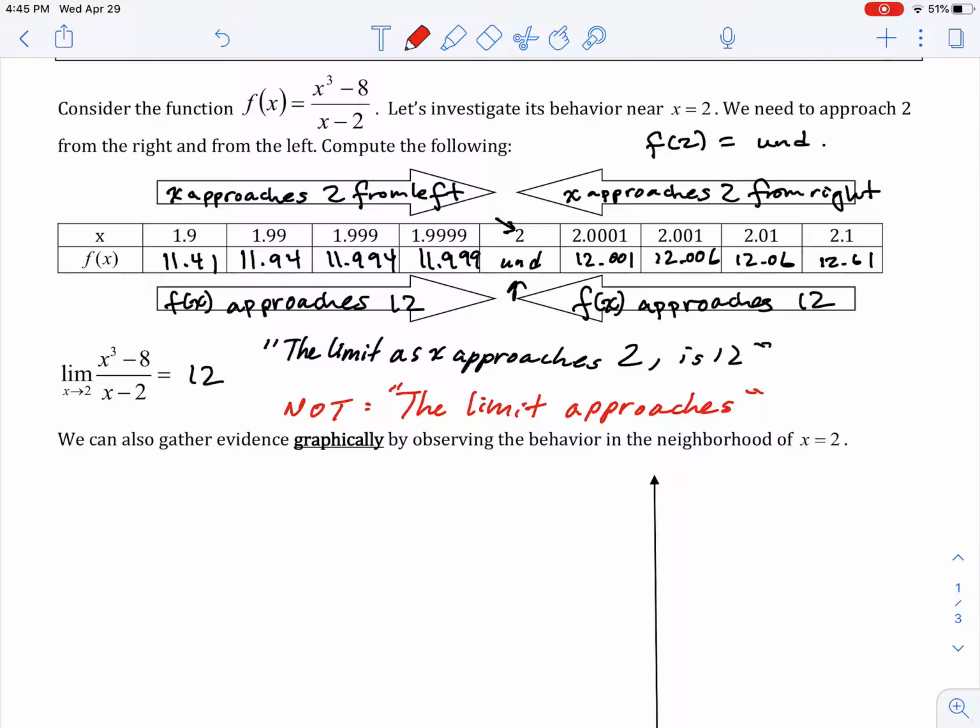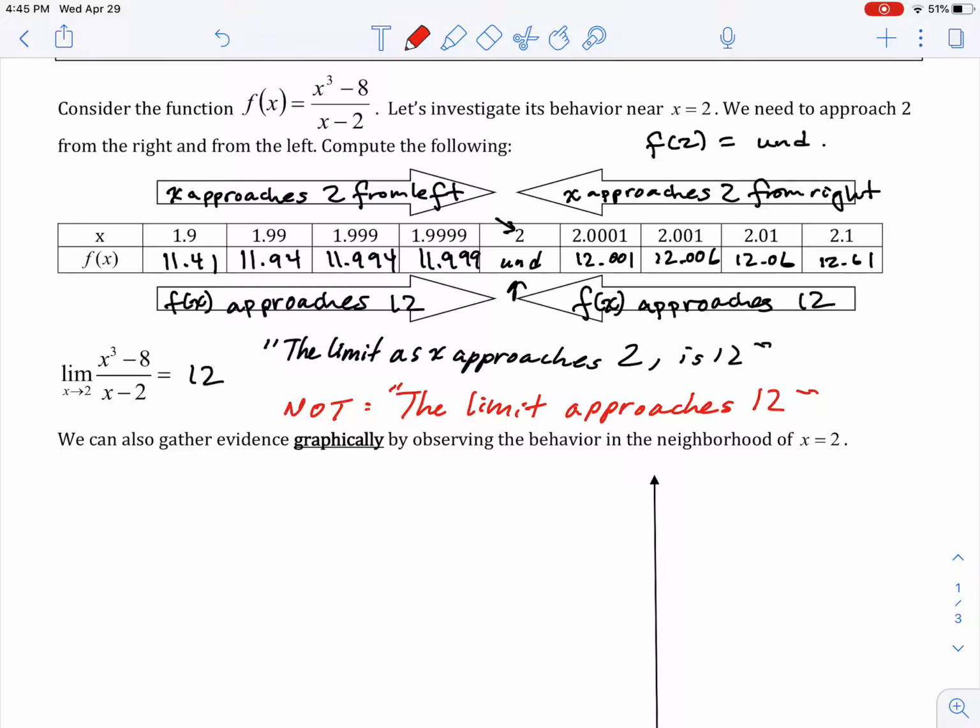The limit isn't approaching anything. The limit is 12. The limit of this function as x approaches 2 is 12.